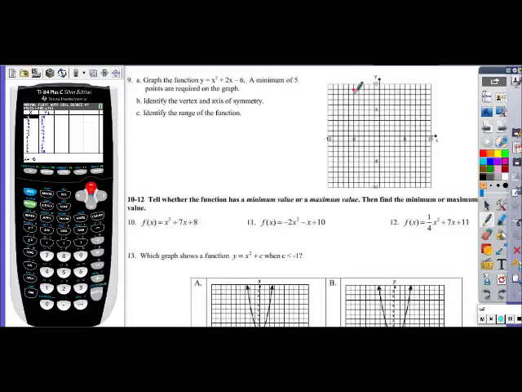And then we could plot -4, 2. And then we can plot -3, -3, -2, -6, -1, -7, and then 0, -6. So you'll see now that we're coming on our upswing as far as our symmetry.